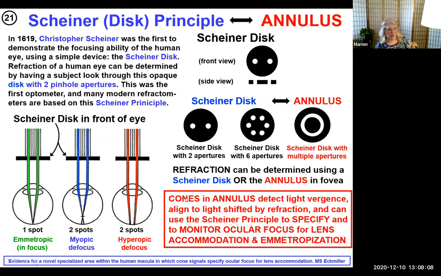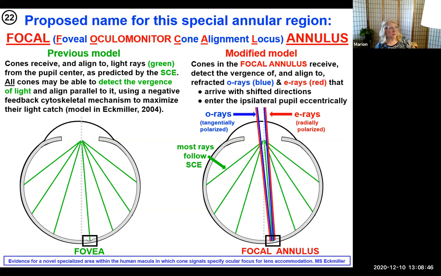Well, it can mean that cones in this annulus of the human fovea can detect, well, we know that they can detect light vergence by their alignment, and that they then will align, if they're in the annulus, to the light that has been shifted by refraction and double refraction at the fovea pit. And they can then use these cones, the Scheiner principle, to specify and to monitor ocular focus for lens accommodation and for emmetropization, balanced growth of the human eye during development.